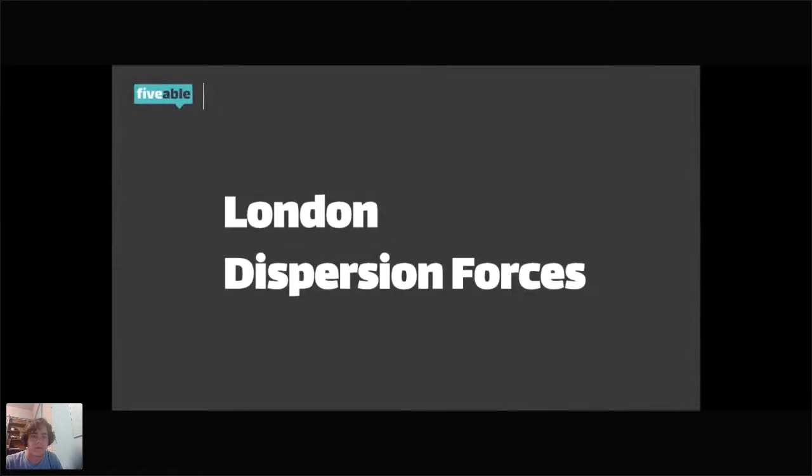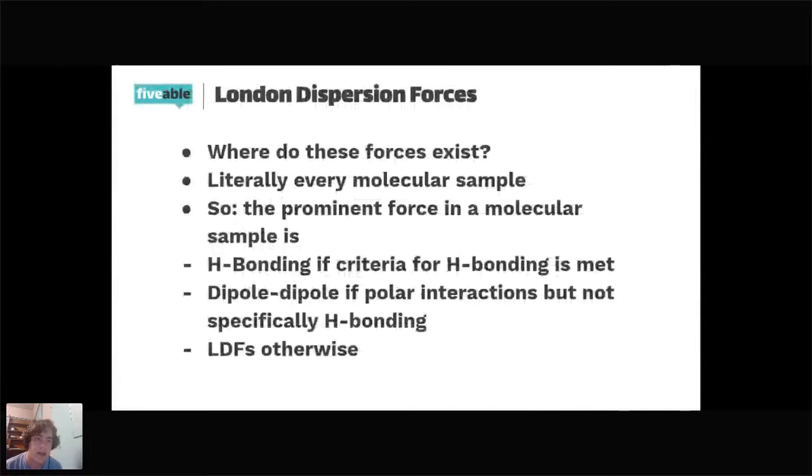So London dispersion forces are next, and these forces exist in literally every molecular sample. However, hydrogen bonding forces are much stronger than dipole forces, which are much stronger than London dispersion forces. So really, the only force that's going to matter is the strongest force in the sample.